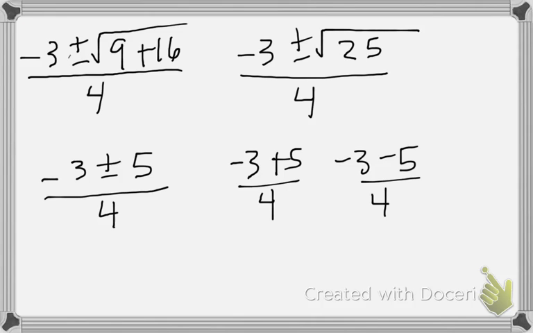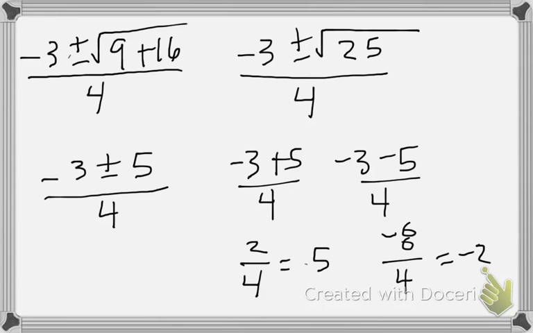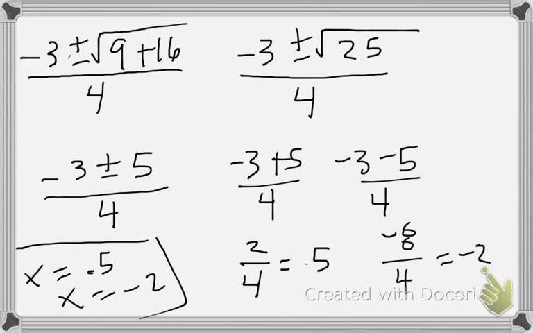-3 plus 5 is 2, divided by 4 is 0.5. And then -3 minus 5 is -8, divided by 4, which is -2. So my final answer is x equals 0.5, and x equals -2. And that is your final answer.